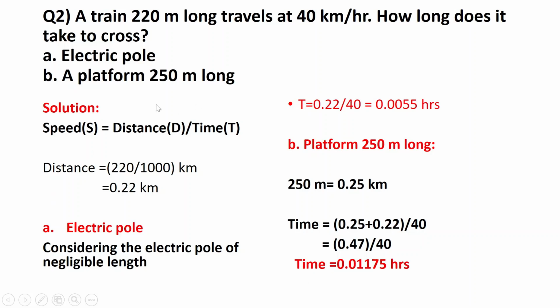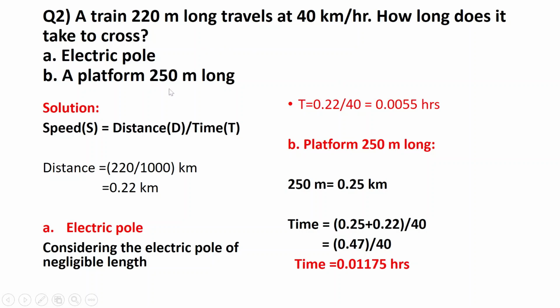So let's try to understand the concept again. They are saying that a train is 220 meters long and is running at a speed of 40 km per hour. So how long will it take to cross the electrical pole and the platform both? The electrical pole is of negligible length, so not considering its length, we can just consider time is equal to distance by speed. So the distance is 0.22 and the speed is 40, which is 0.0055 hours.